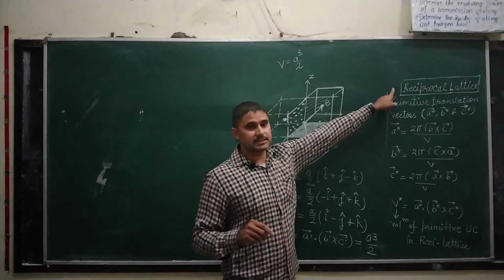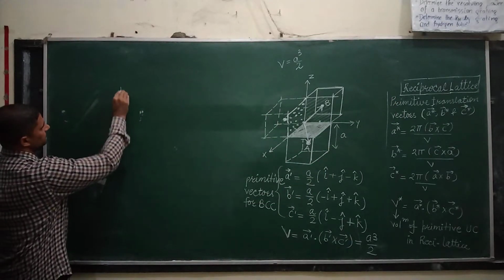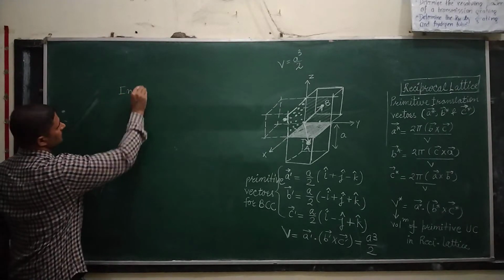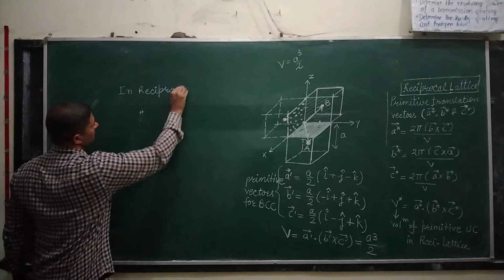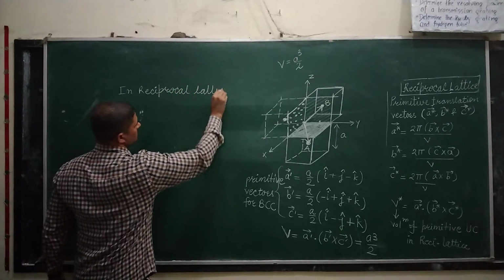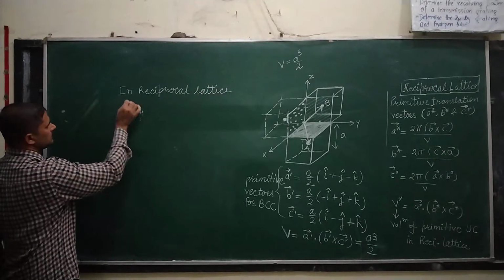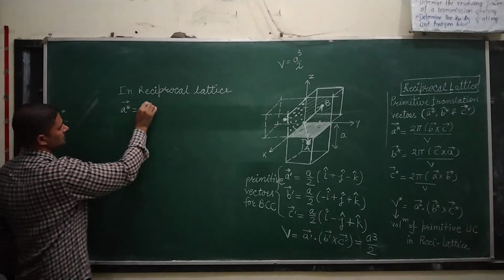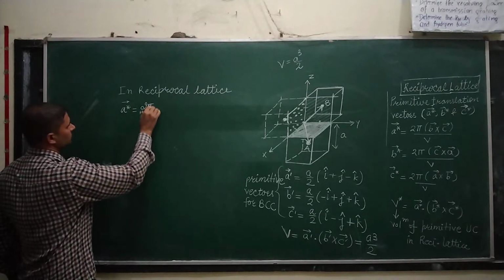Okay class, now we will see what the primitive translation vectors A star, B star, C star are in the reciprocal lattice. So firstly, in the reciprocal lattice, the A star vector is 2 pi by V.